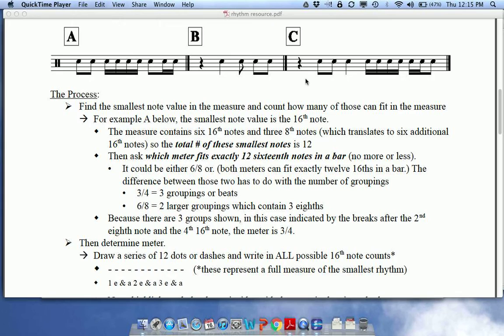Okay, so your starting process. You look at and find the smallest note value in each measure, and we have a double bar in between here indicating that these are separate. This is separate from this, is separate from this. And if you look at them visually, you can kind of tell they don't fit the same exact amount of stuff in them, especially here, A versus C. You can see that there's more 16th notes and other things left over in C than A. So you kind of just take a base assessment before you even go any further.